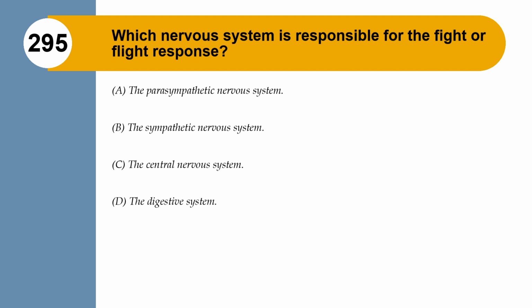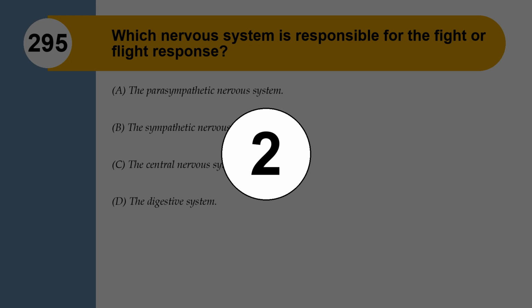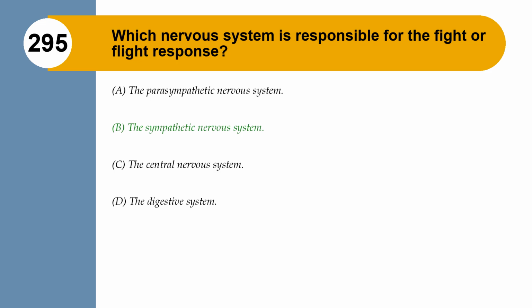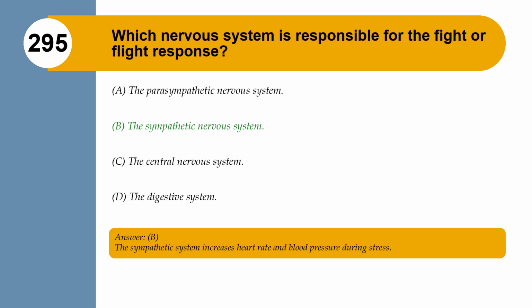Option A, the parasympathetic nervous system. Option B, the sympathetic nervous system. Option C, the central nervous system. Option D, the digestive system. The correct answer is option B, the sympathetic nervous system. Explanation. The sympathetic system increases heart rate and blood pressure during stress.